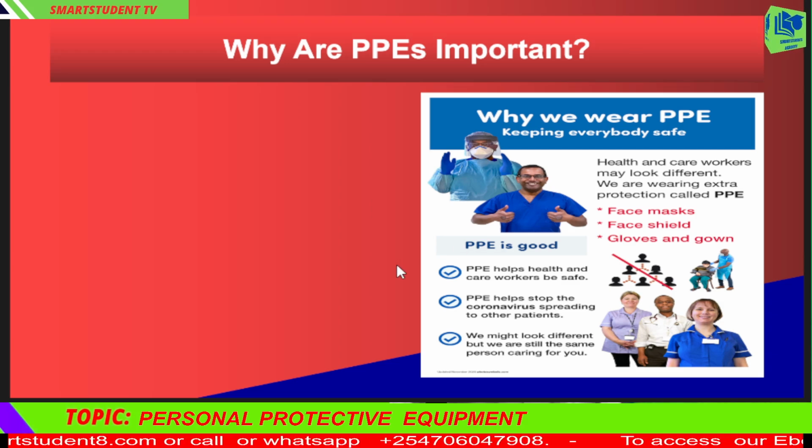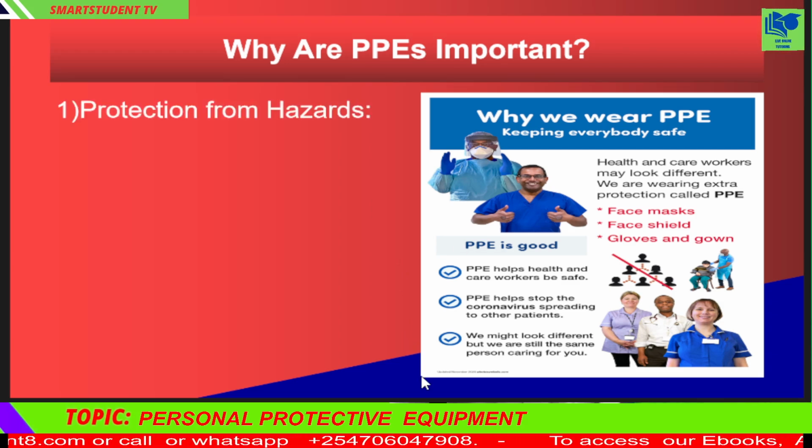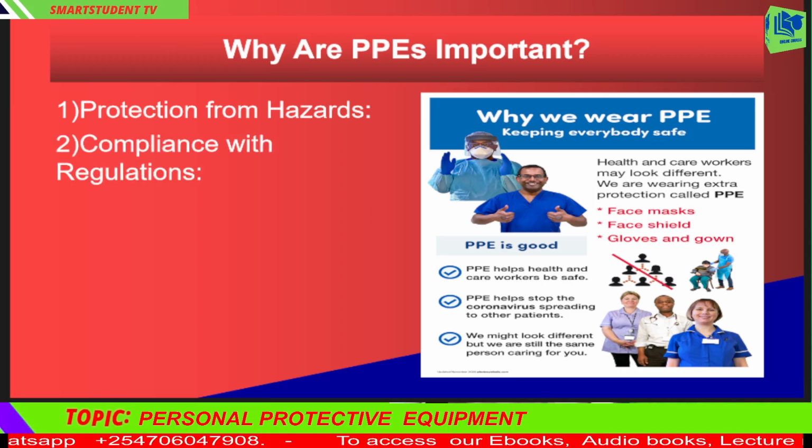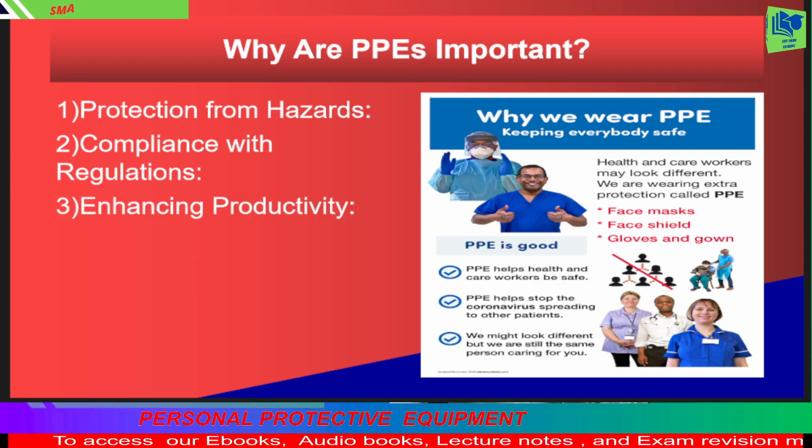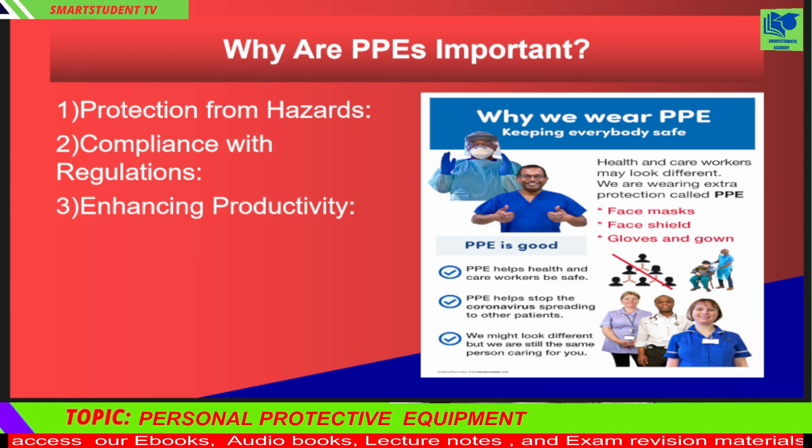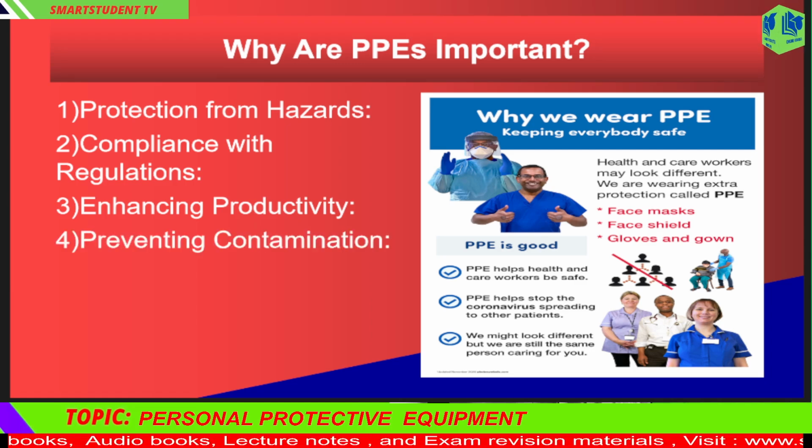Why are PPEs important? 1. Protection from hazards. PPEs protect against injuries or illnesses caused by exposure to hazardous substances or conditions. 2. Compliance with regulations. Many workplace safety regulations mandate the use of PPEs to ensure a safe working environment. 3. Enhancing productivity. A safe and secure worker is more productive and focused on their tasks. 4. Preventing contamination. PPEs prevent cross-contamination, especially in sensitive environments like laboratories.